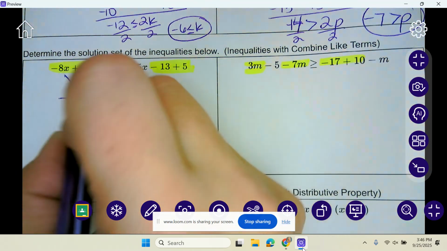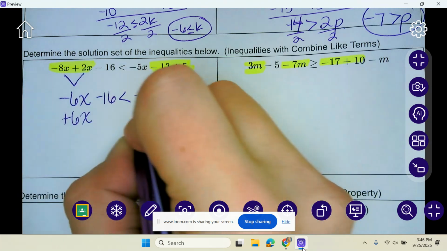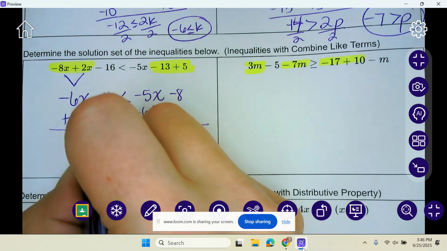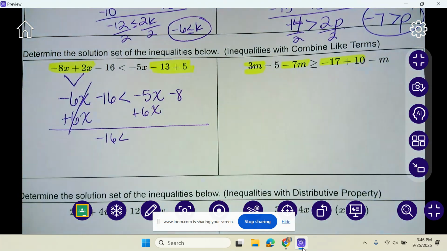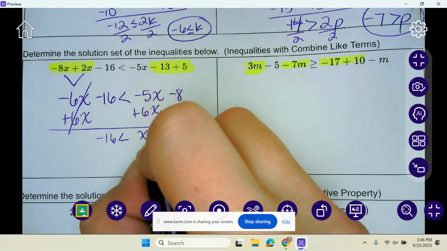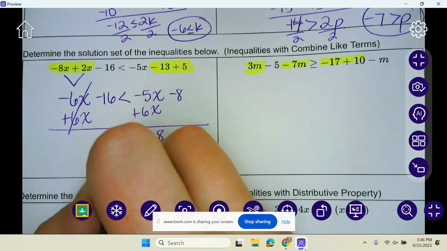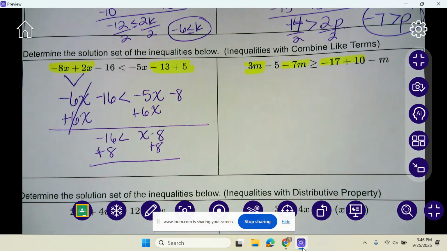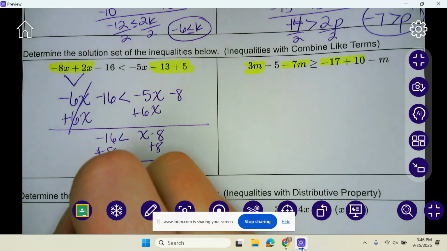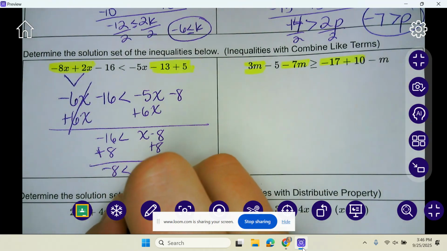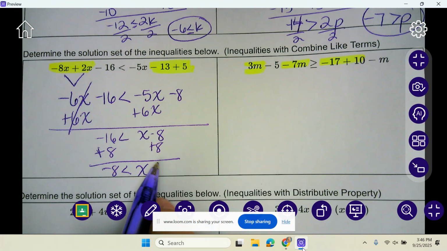Okay, now I'm going to move the variable. So I'm going to do plus 6x. Cancels. Okay, so I'm going to add 8 to both sides. So our final answer is negative 8 is less than x. Or you say x is greater than negative 8. It means the same thing.